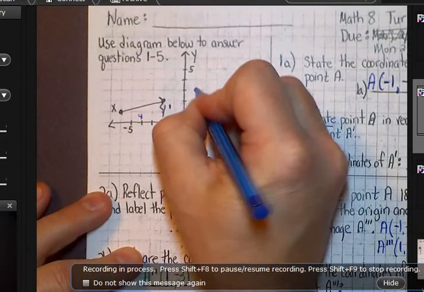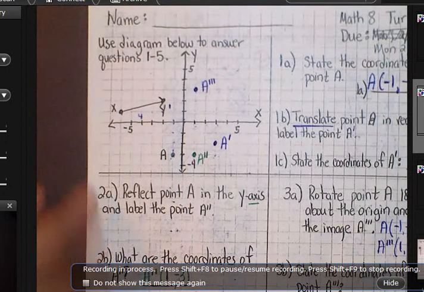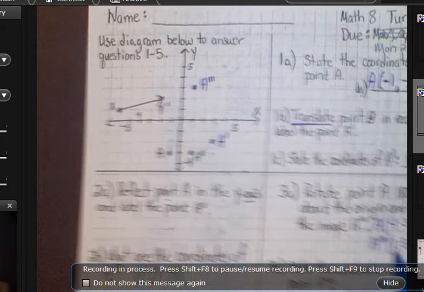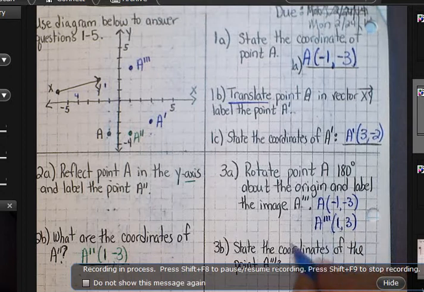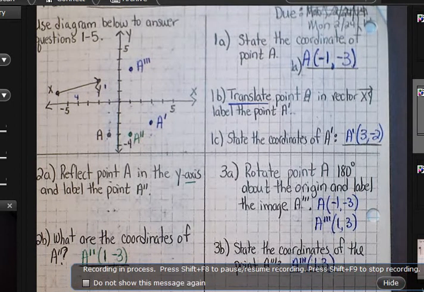And there's my point of reflection, 180 degrees about the origin. All right, and as we said before over here, the coordinates of that point, A triple prime, would be 1, 3. All right, so that's your rotation of 180 degrees. And then question number 4.